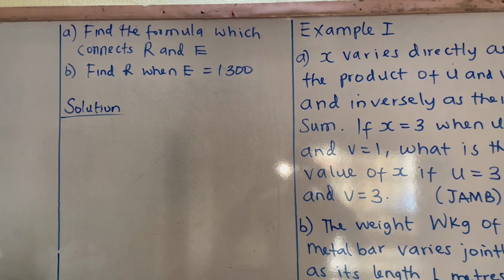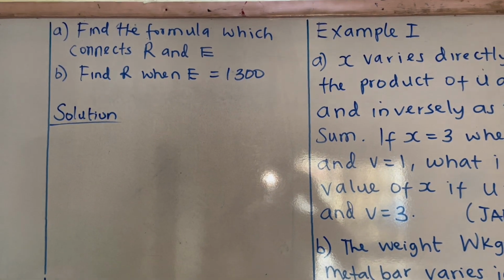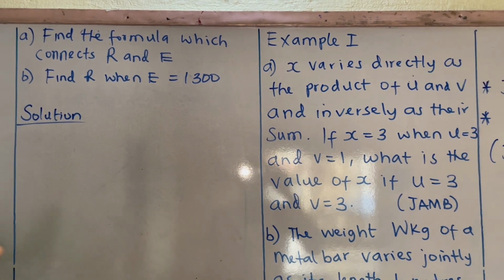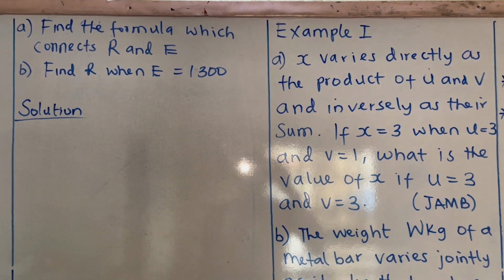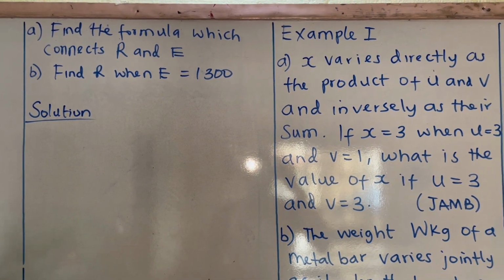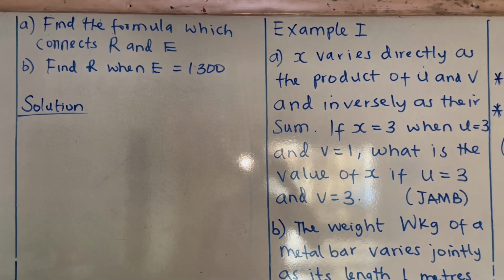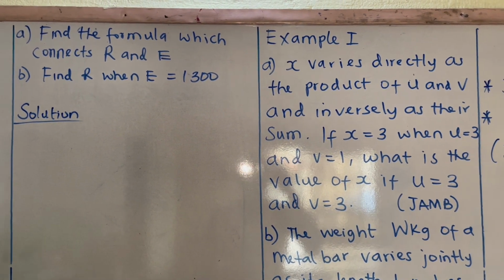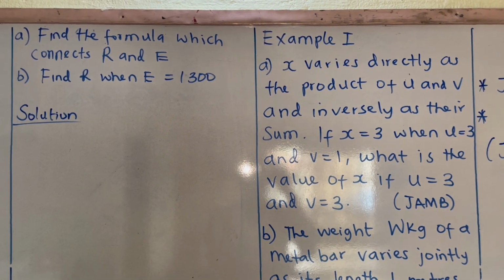Alright, for the first one we have x varies directly as the product of u and v, and inversely as their sum. If x is equal to 3 when u is equal to 3 and v is equal to 1, what is the value of x if u is equal to 3 and v is equal to 3?